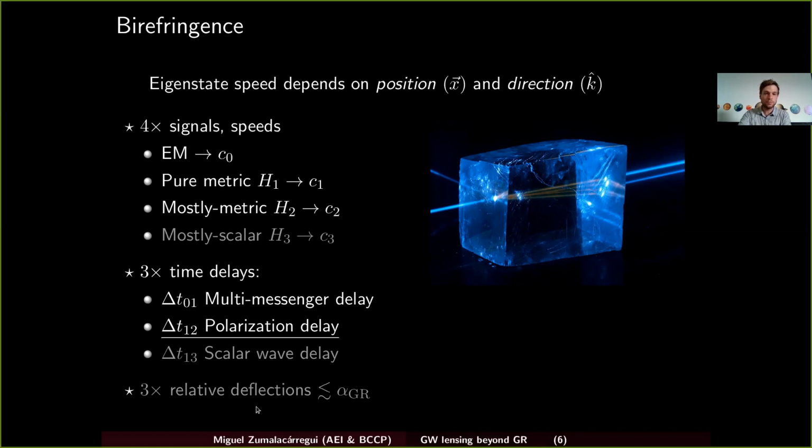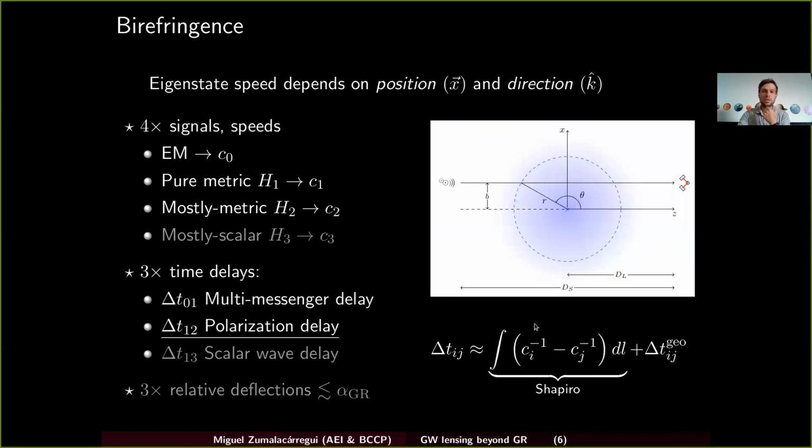Now, there's also time deflection, which in general we expect to be much smaller than in GR. So I'm not going to discuss this further because deflection is very hard to measure. Angular resolution is very small for gravitational waves, but this will also contribute to the time delay. The time delay will be a combination of a Shapiro time delay as the gravitational wave passes near a gravitational lens, an integral over the velocities, and there's also a geometric component, as these different polarizations or eigenstates could be deflected by different angles.